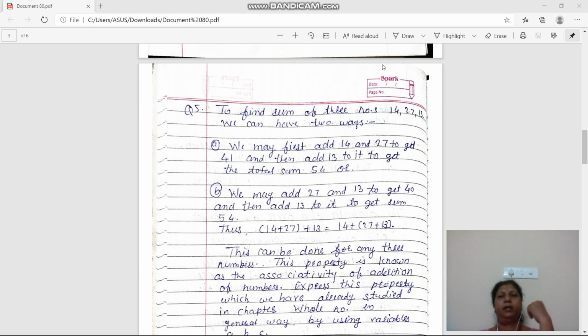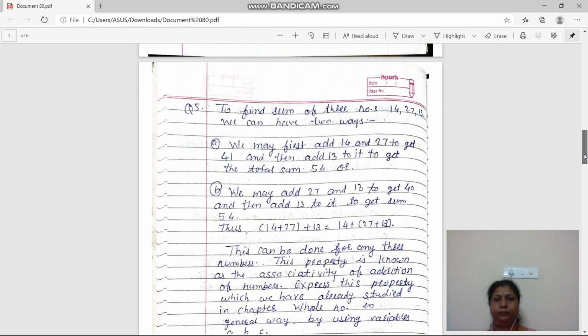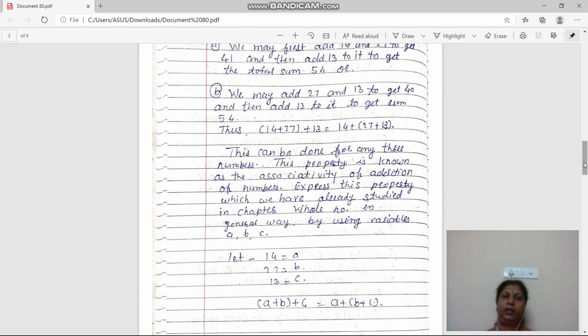Second method, we may add 27 to 13 and then we get 40 and then we add 14 to get 54, right? So see here, whichever process we carry out first, we have to put the bracket to it. Get it? This can be done for any three numbers, not only for 27, 14 and 13. This property is known as the associative property of addition of numbers.